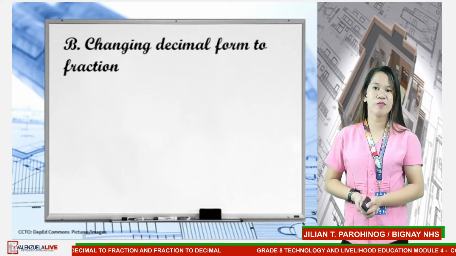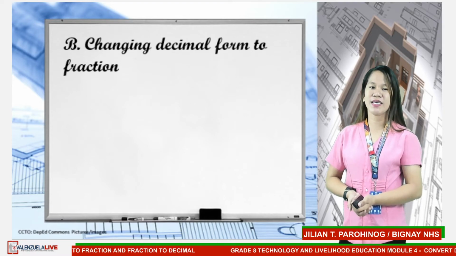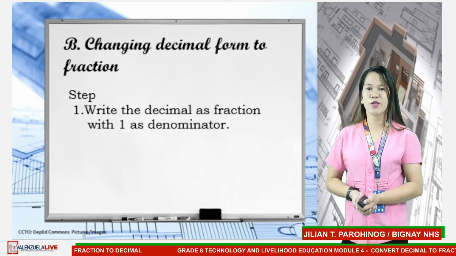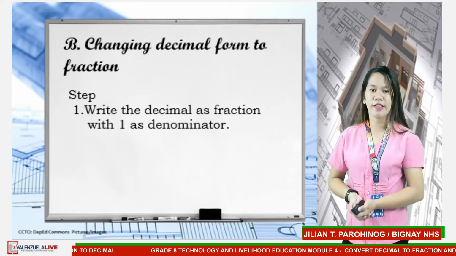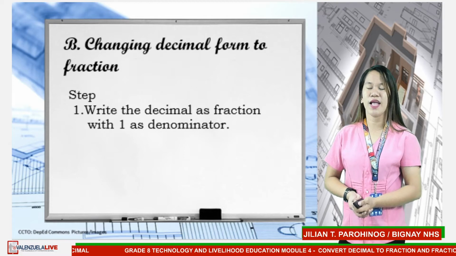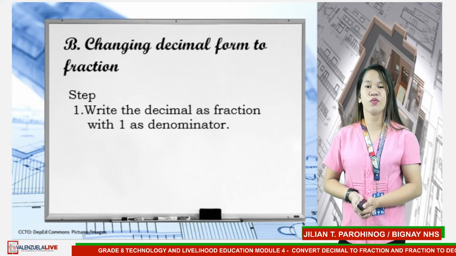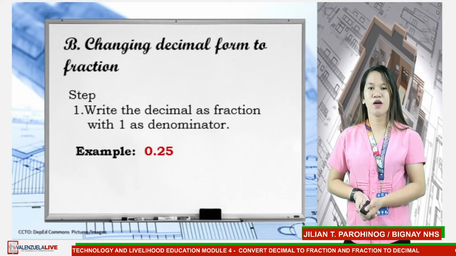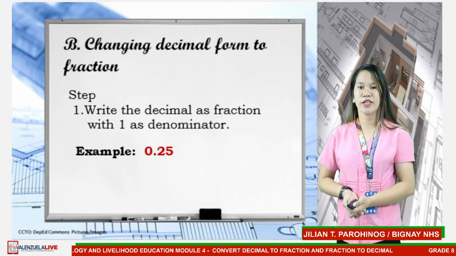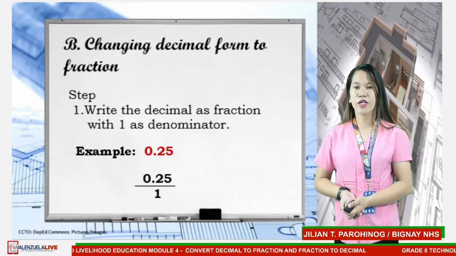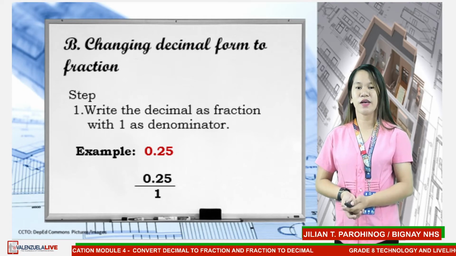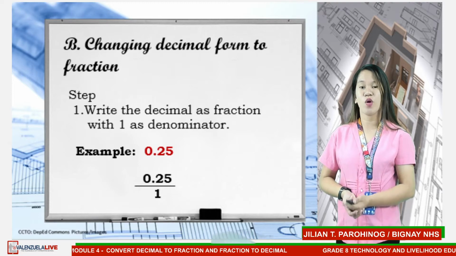Now we have letter D, changing decimal form to fraction. So we have steps to follow. Number 1, write the decimal as a fraction with 1 as denominator. So for example, 0.25. We're going to convert them into fraction form. That's why it becomes 0.25 over 1.